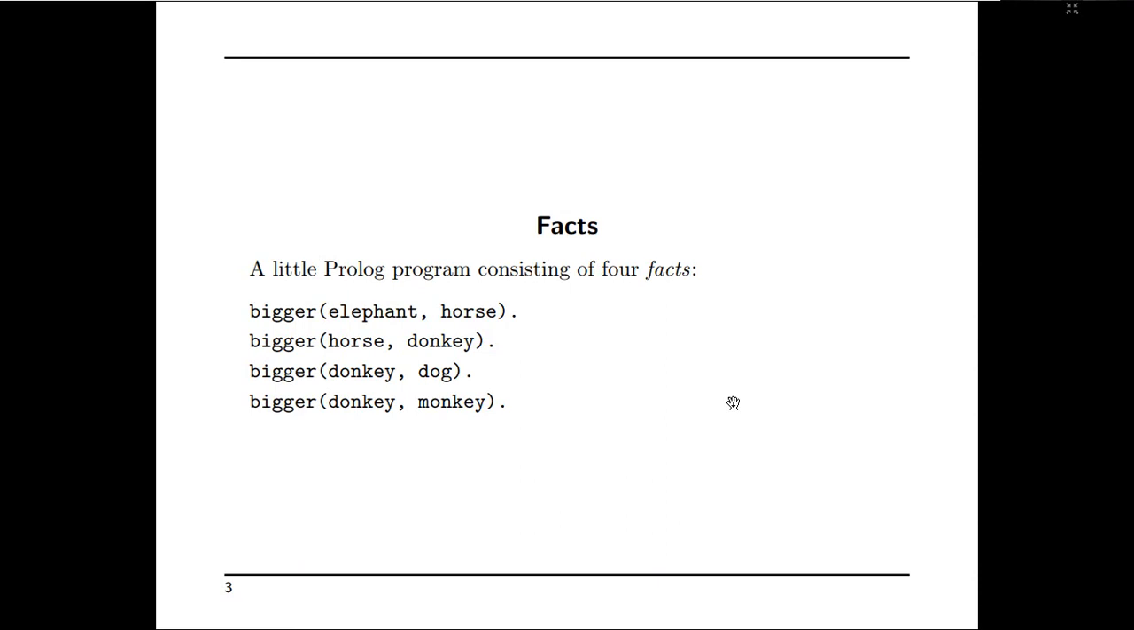The facts are the basic units of Prolog programming. Facts are written like this. If a statement is like this: elephant is bigger than horse, then the feature bigger should be written like this, which is called the functor, and the parameters are the objects that are used for comparison. This is the way facts should always be written. There are simple facts and complex facts. These are the simple facts which are given here.